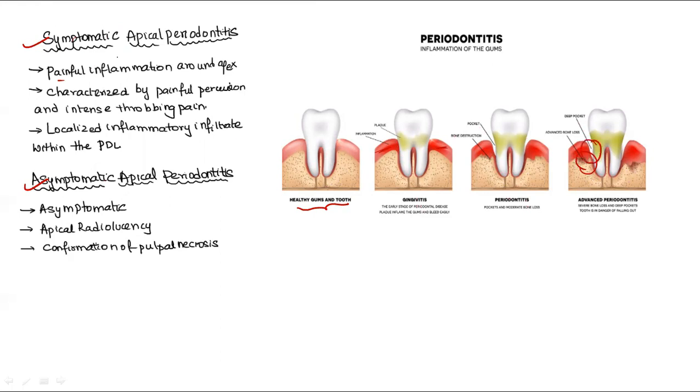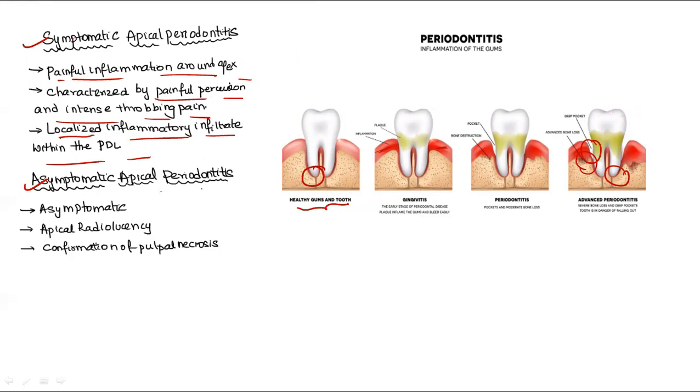Okay, now coming to symptomatic apical periodontitis, painful inflammation around the apex. So here you'll see a lot of painful inflammation characterized by painful percussion and intense throbbing pain. So how do you diagnose it? When you do percussion, you notice that it's very painful for the patient. Localized inflammatory infiltrate within the PDL.